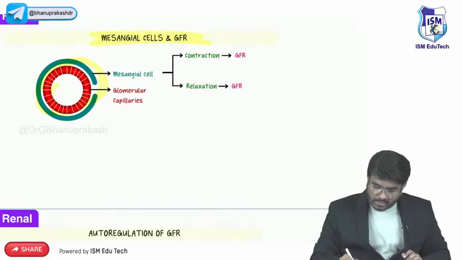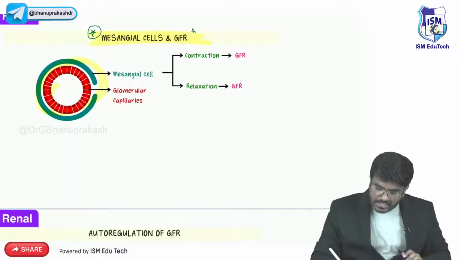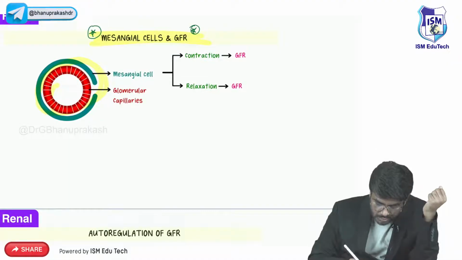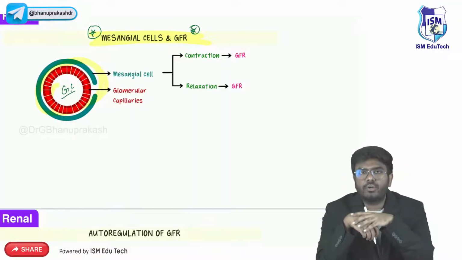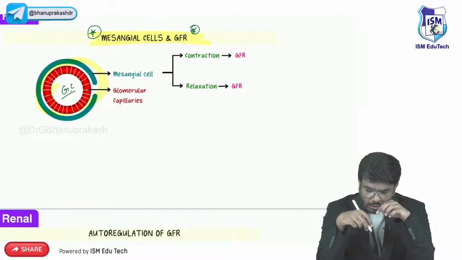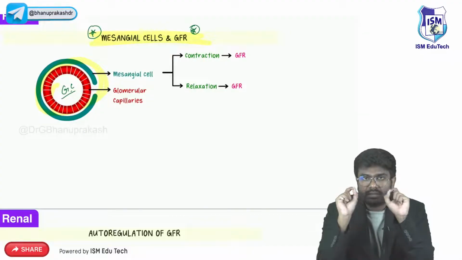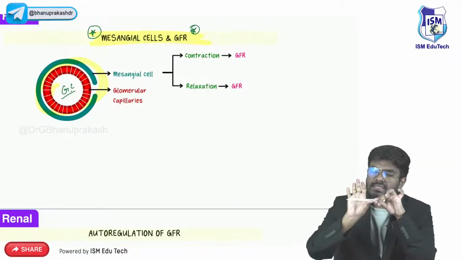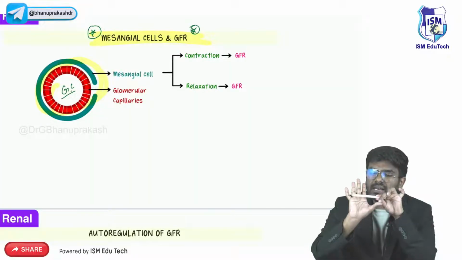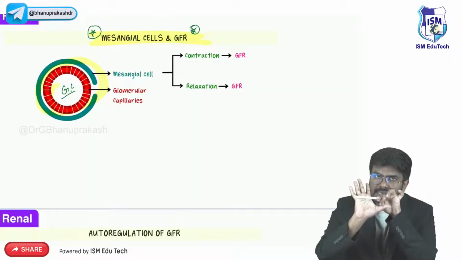Next, we have to discuss the mesangial cell and its relationship with the GFR. Here I am showing you the glomerular capillary, the red colored thing. You can say this is the glomerular capillary because a lot of wide holes are there. These are the fenestrations. It is surrounded by the mesangial cells. These mesangial cells are almost like smooth muscles. They will contract, they will relax.